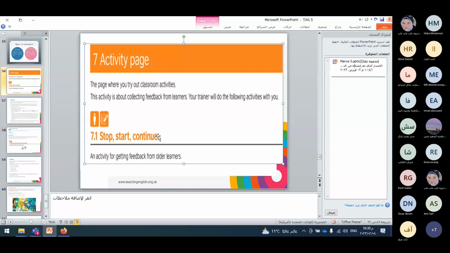By the way, you can adopt this activity with your learners at the end of the lesson or the period or the class. You can ask them this question. You draw 3 columns and you ask them what to do in the stop column, what to do in the start column, what to continue in the continue column, for example.